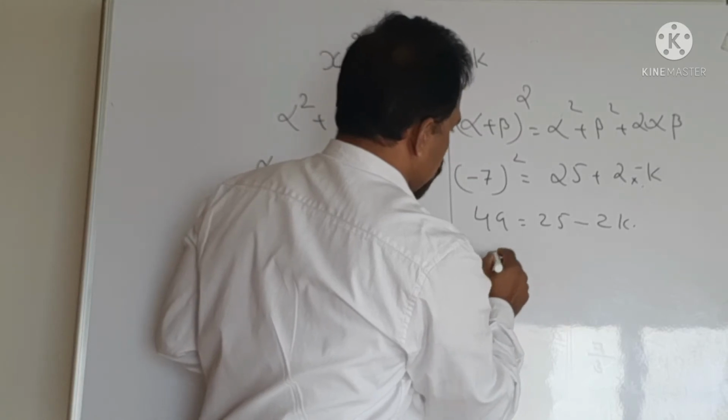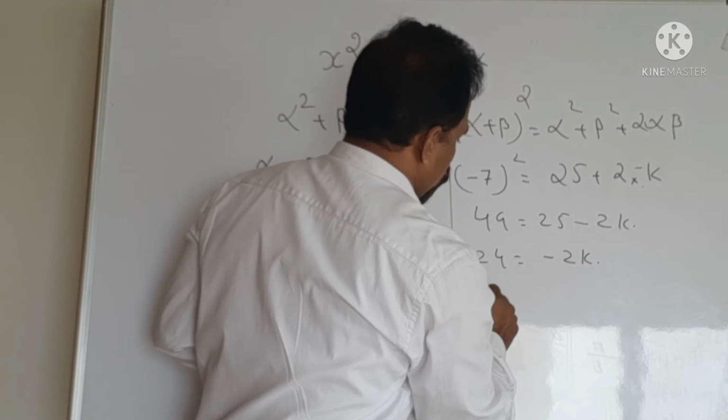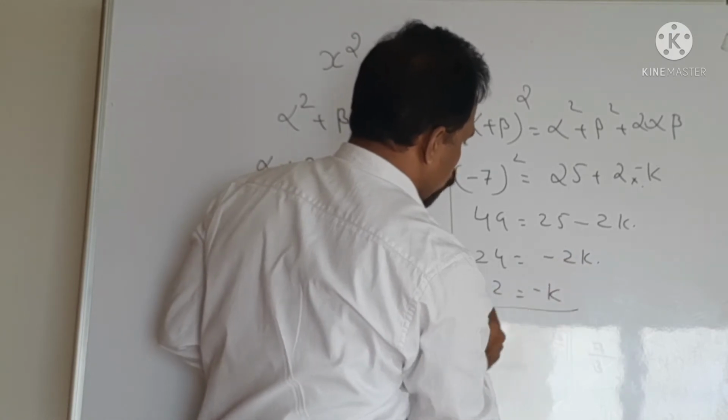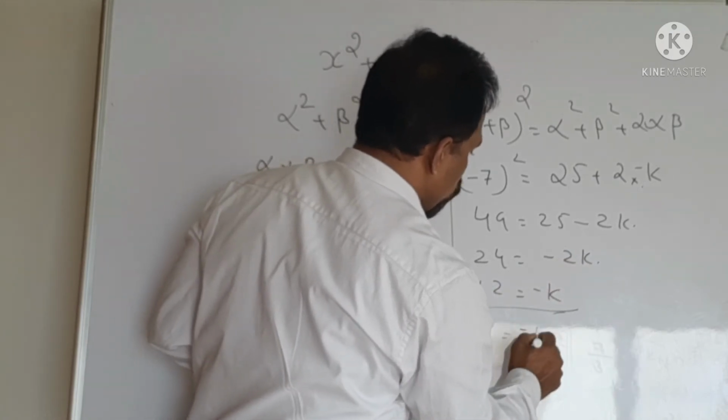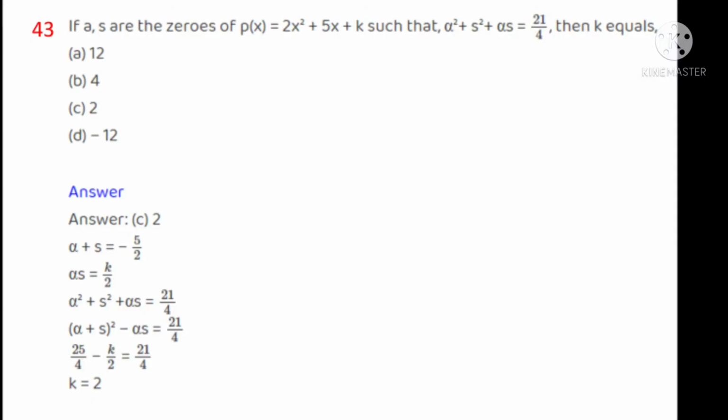Therefore this will be 24 is equal to minus 2k, 12 is equal to minus k. So the value of k is equal to minus 12. Now let us do question number 43.